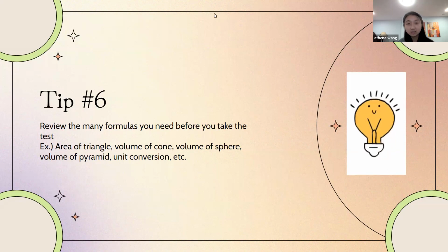I don't think that the formulas are given, so you need to know them, unless they give it to you in the problem. But some of the main conversion problems, maybe like a yard is 3 feet, or a meter is 100 centimeters, that type of thing.